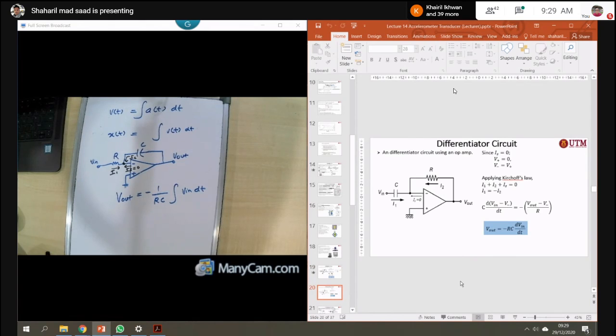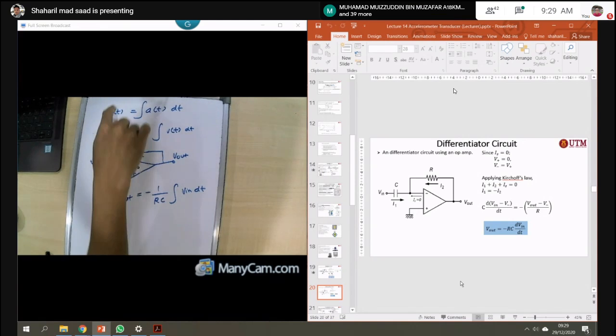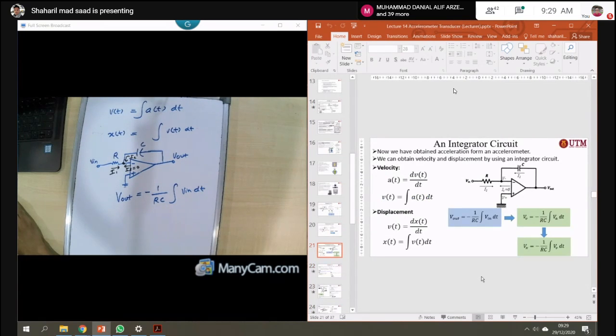Differential circuit means you just replace R here, C here, and that's it. Given the formula V out equal to minus RC d over dt of V in. So this one, if you want to get from the displacement the velocity, you can get the acceleration.